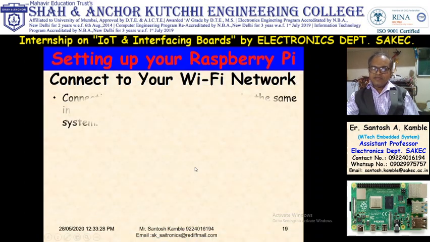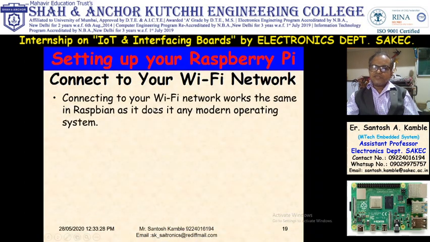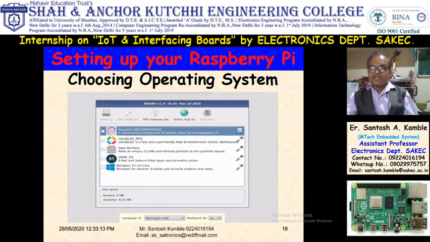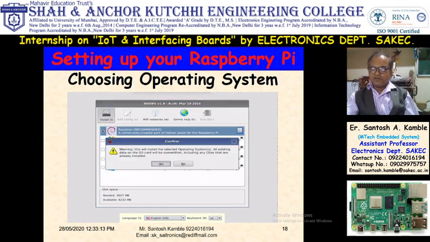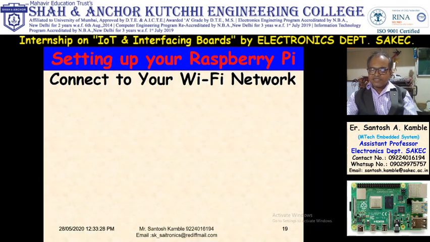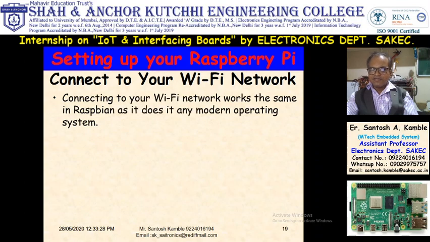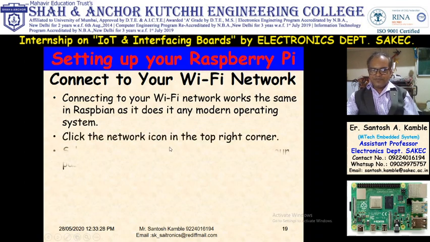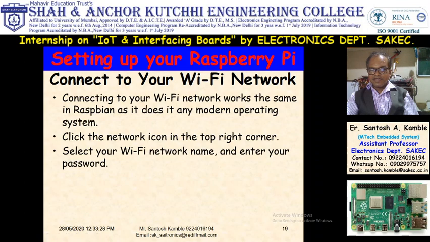Now after installation, you have to connect your Wi-Fi. This is the installation process. It will take a minimum of 10 to 15 minutes, maximum 1 or 2 hours. So after installation, our next process is configuration. Before that, you can connect to a Wi-Fi network. Connect to the Wi-Fi network just as a normal computer connects. Click on the network icon, select your Wi-Fi network name and enter your password. You are now connected to Wi-Fi.